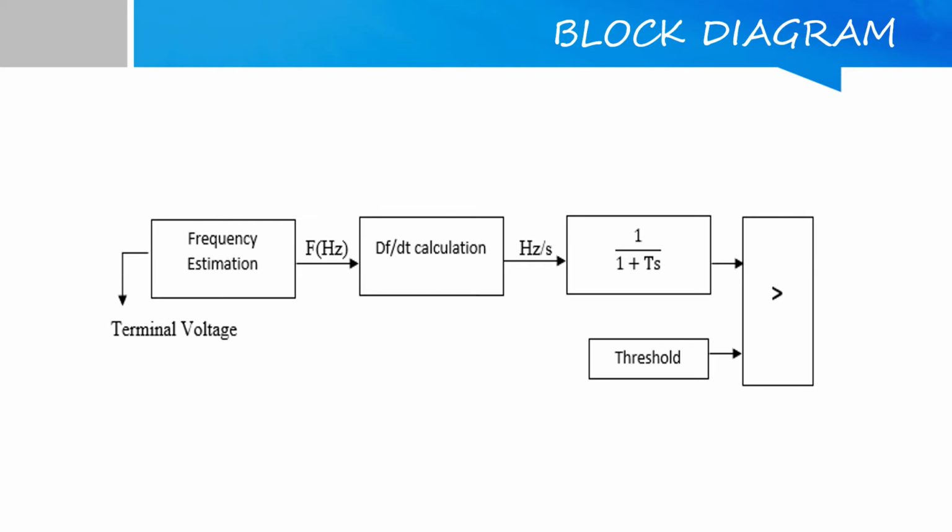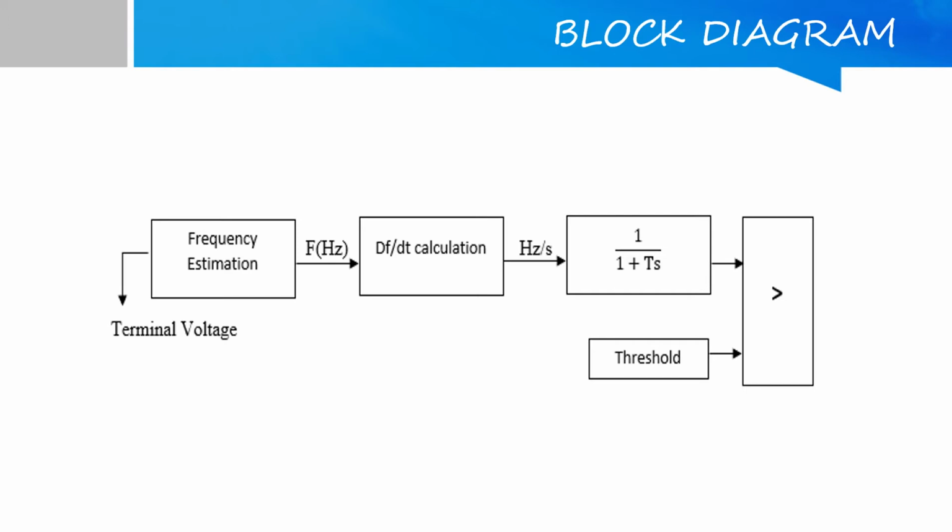The second block parameter is the calculation of frequency slope, or hertz per second calculation. The ROCOF relay basically works on the slope of frequency, not on the magnitude of frequency. This feature makes it more sensitive, and hence it can detect small changes in power, which result in a change of frequency. A small power imbalance can be detected by ROCOF. A low pass filter is used to remove transients from the system at the point of common coupling that can cause unnecessary tripping. This is the third main block.